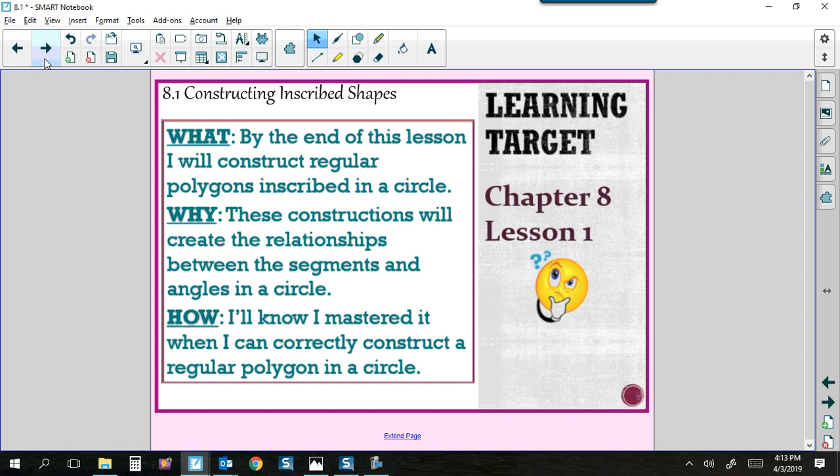Very exciting. So if you don't have this out yet, please make sure you have your compass and straight edge out. And I would like at least one highlighter out.